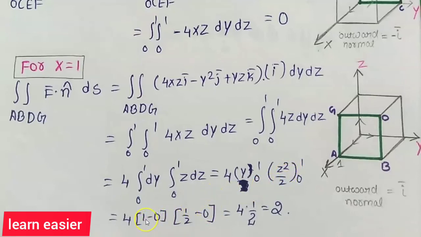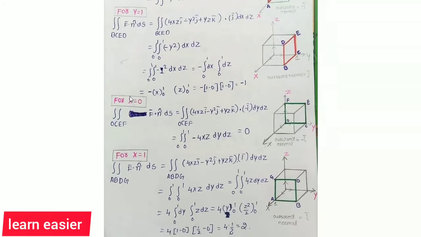So we have 1 minus 0, which is 1, and 1 by 2 minus 0, which is 1 by 2. So 1 into 1 by 2 is 1 by 2. So 4 into 1 by 2, we have 2 only. So the surface integral for x is equal to 1 is 2.